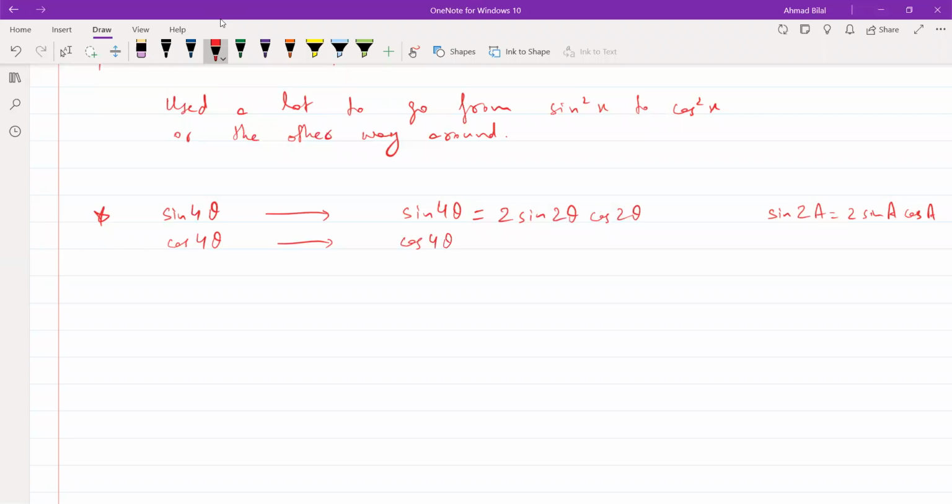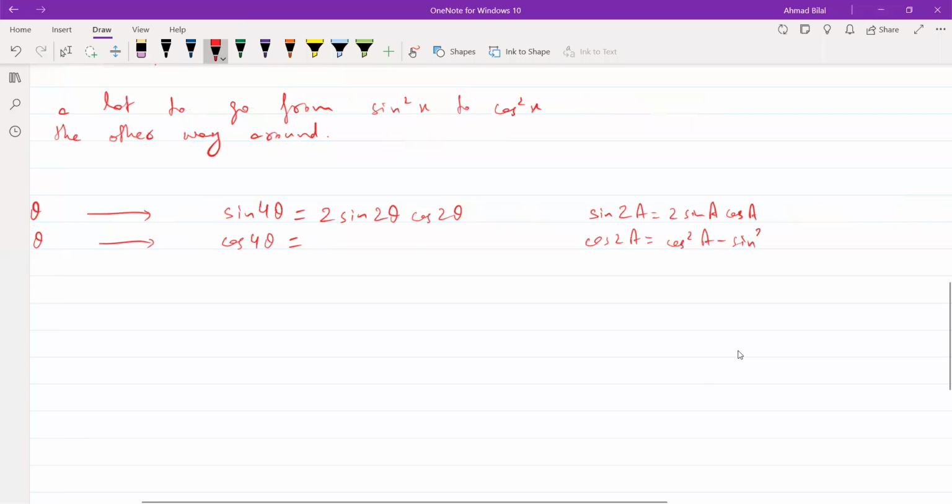And for cos 4 theta as well, जनरल जो आपके पास आइडेंटिटी होती है, the standard double angle identity होती है, that is cos 2a equals cos square a minus sin square a, right? और इसकी बाकी forms भी, of course, you can see them. 2 cos square x minus 1, 1 minus 2 sin square x, बाकी दोनों forms भी. उसमें भी क्या होगा, whatever is the angle on the left side, उसको half कर देंगे right side के ऊपर.